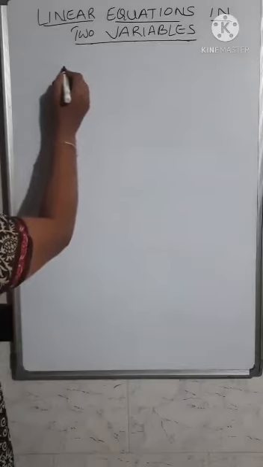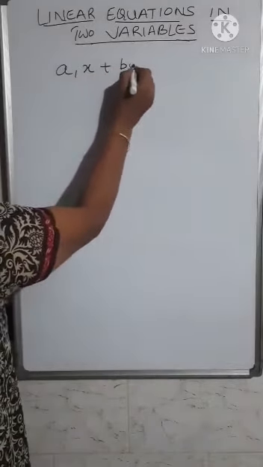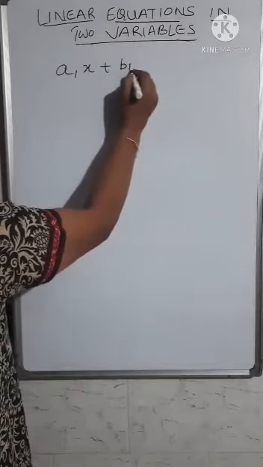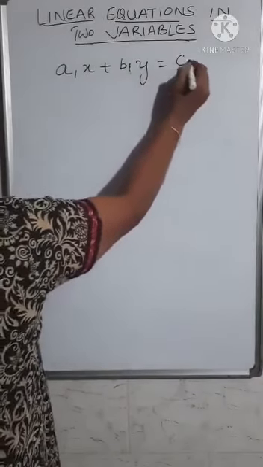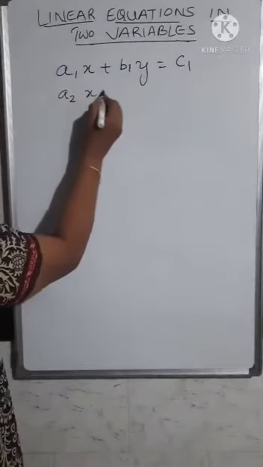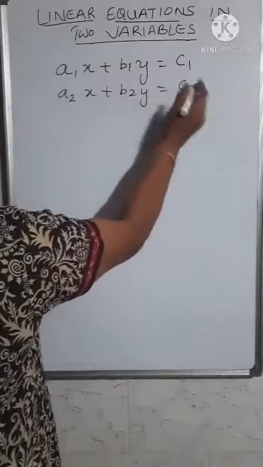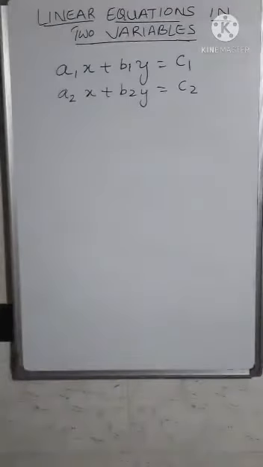We'll take the two equations as a1x plus b1y is equal to c1, and the second equation as a2x plus b2y is equal to c2. These are the two linear equations we are going to consider to find the values of x and y using the determinant, or Cramer's method.